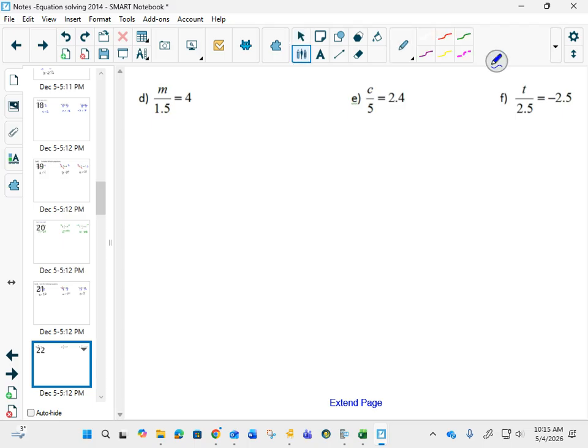Right now, what's happening to the m? The m is divided by 1.5. What's the opposite of dividing by 1.5? Timesing by 1.5. So I multiply this side by 1.5, and I multiply this side by 1.5.